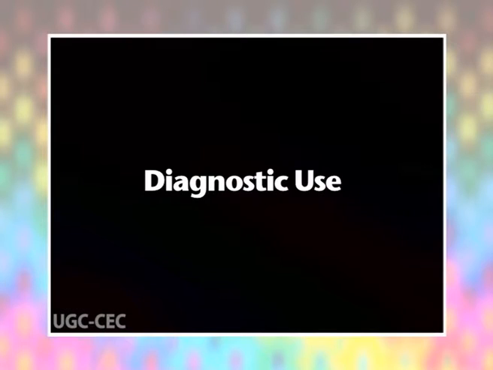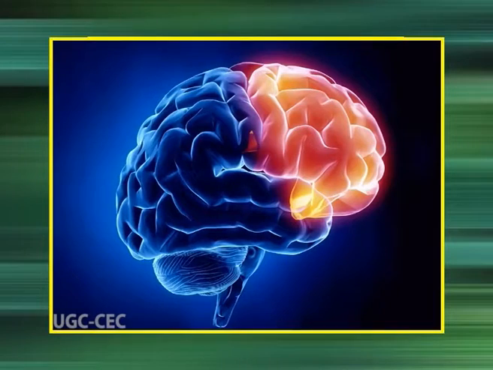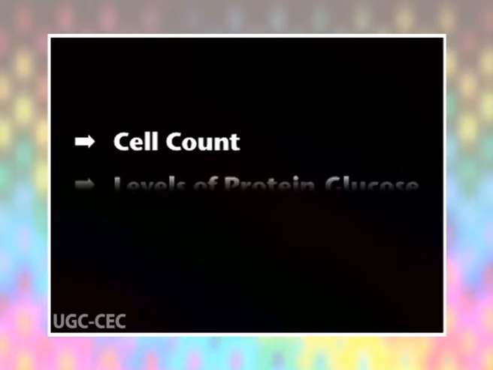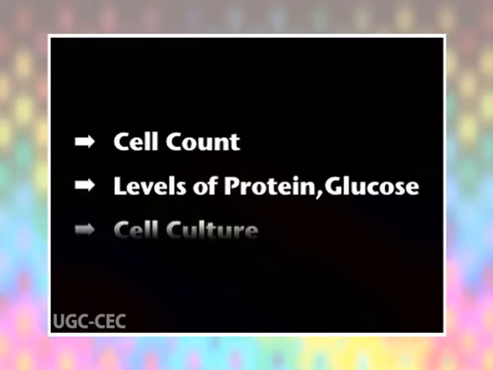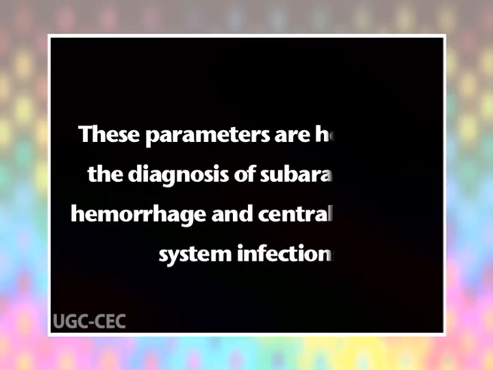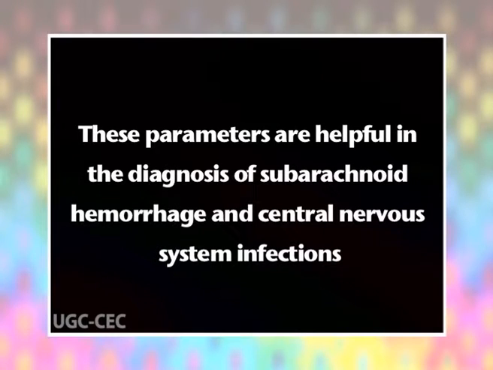Now let's have a look at diagnostic use. Cerebrospinal fluid can be tested for the diagnosis of a variety of neurological diseases. Cell count, levels of protein and glucose, and cell culture are the most frequently requested tests on cerebrospinal fluid, which is obtained by lumbar puncture. These parameters are helpful in the diagnosis of subarachnoid hemorrhage and central nervous system infections.